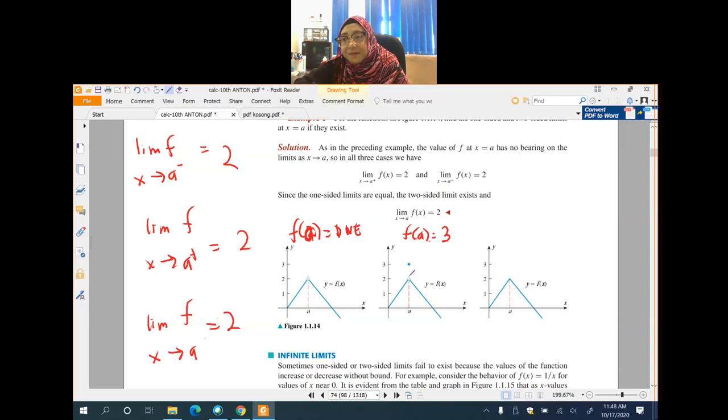It's the same as in the third graph. For the third graph, the limit of f as x tends to a from the left is equal to 2, and from the right it is equal to 2. So the limit exists and is equal to 2. And f of a here is equal to 2. You don't see the full dot, but actually it is a full dot here. There's no hollow dot, which means it is defined there. So f of a is equal to 2, and this is a continuous function. A continuous function is when the limit of f as x tends to a is equal to f of a. That is how you define a continuous function. Please remember that.